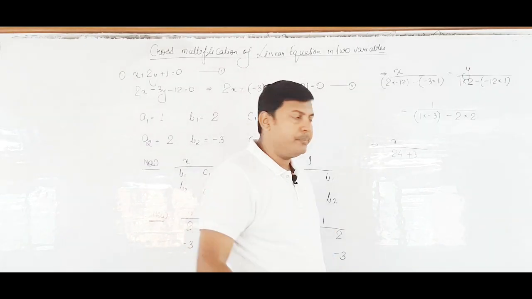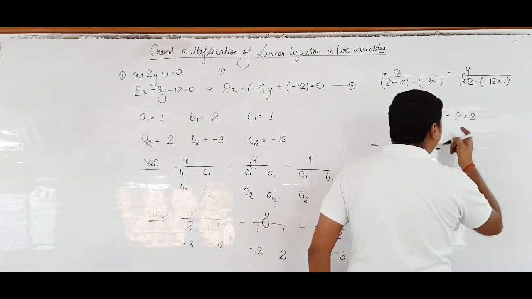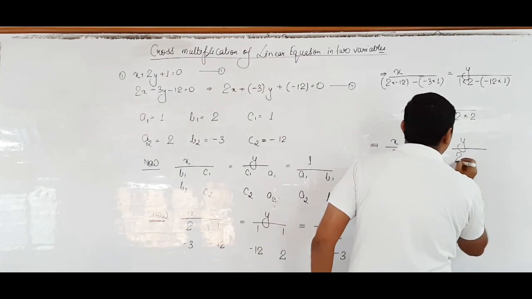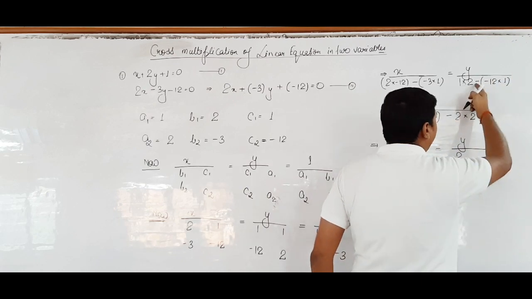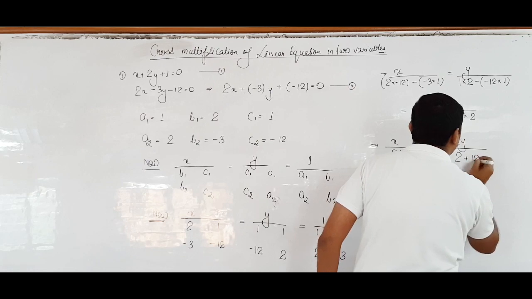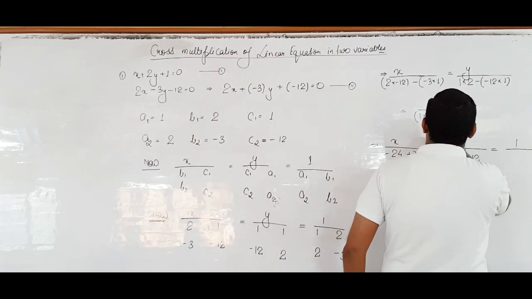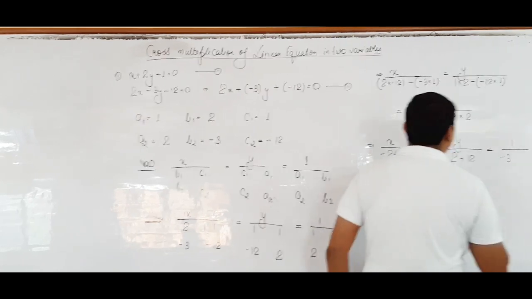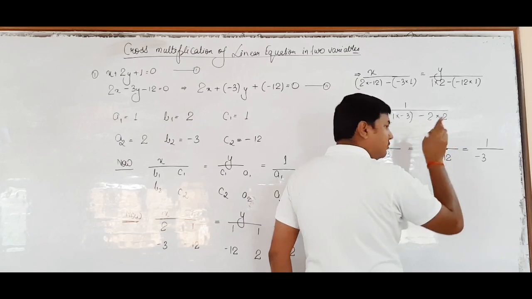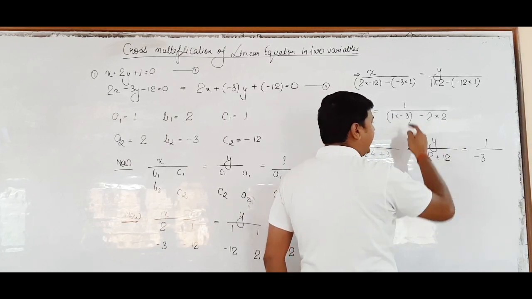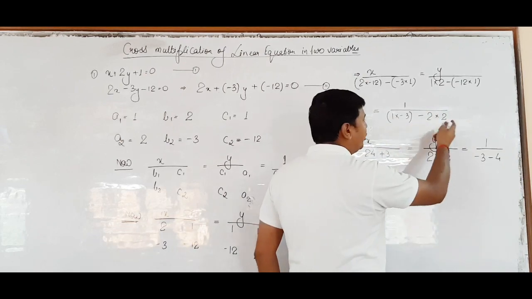Shall we do it? Yes. Y by 1 into 2, minus into plus minus 12, and minus minus. 1 by 1 into minus 3, and it's 2 into 2, plus 2 plus 4, but it's minus, so it's minus 4, or you can say minus 2 into 2 it's minus 4.